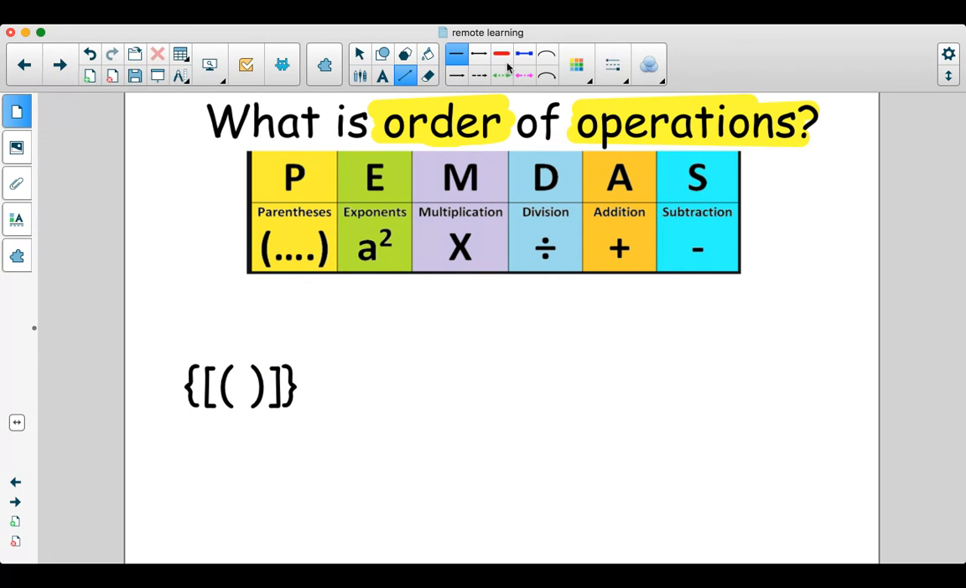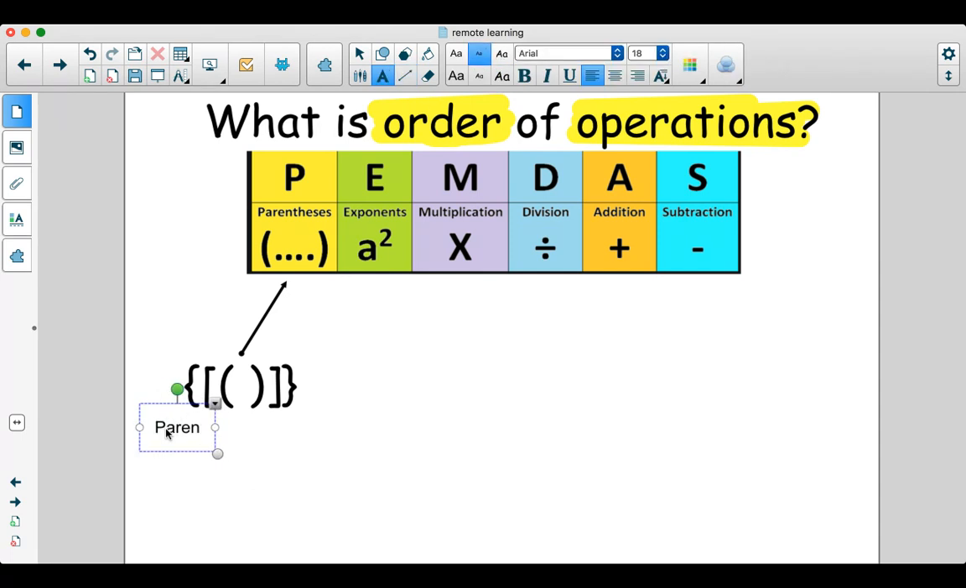All right. These are called parentheses, brackets, and braces.